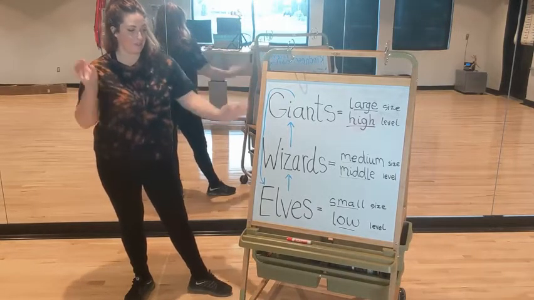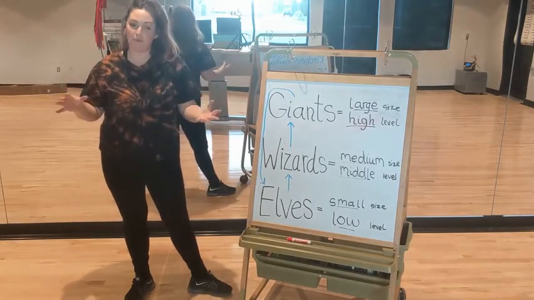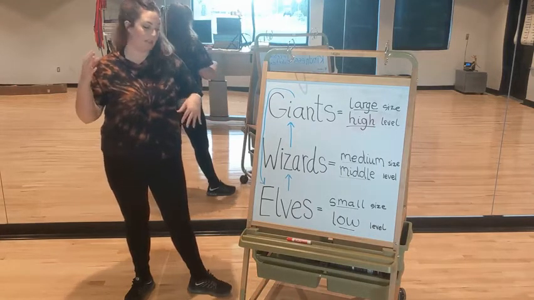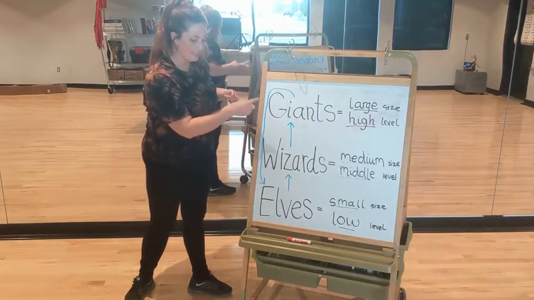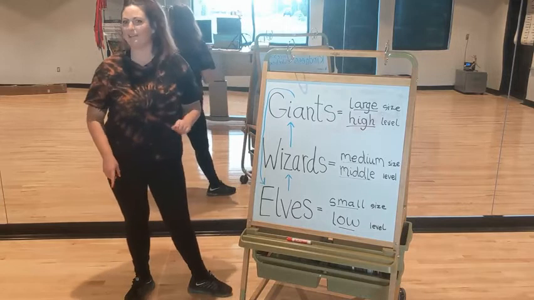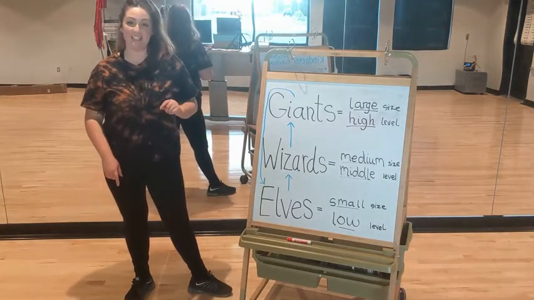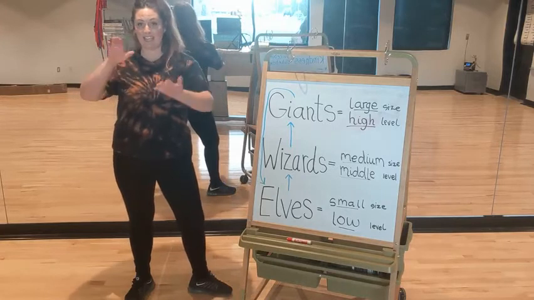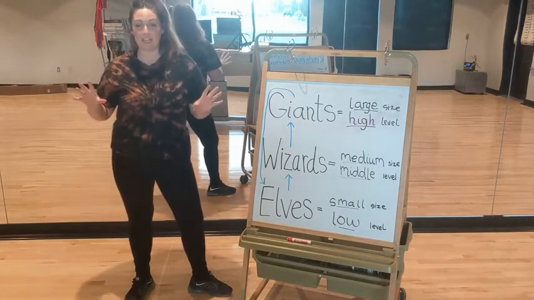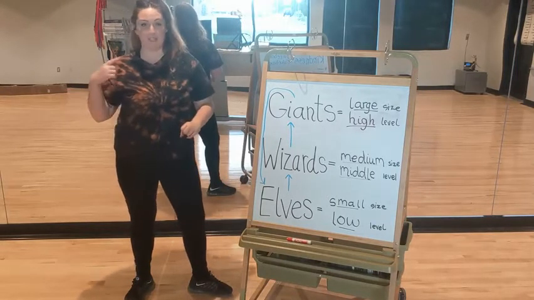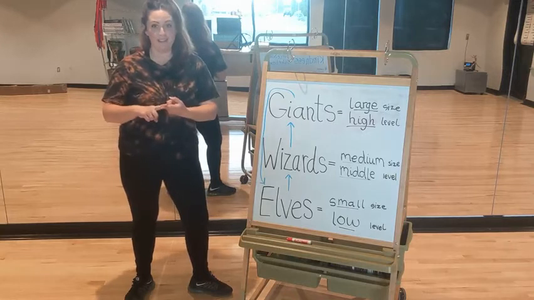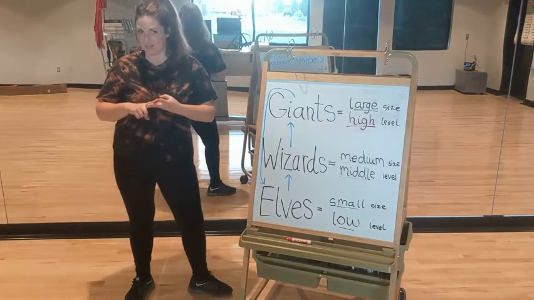And then once we say elves, wizard, giant, and you move to that body shape, if you're an elf, you will beat the wizard, wizards will beat the giants, and giants beat the elves. It might sound a little bit confusing. Let's go ahead and do a couple of rounds where I'm gonna say, Elves, Wizards, Giants, I'm gonna make a shape, and then you make a shape with me, and I'll let you know, depending on what shape you were, whether you won, whether I won, or whether it was a draw. Let's go ahead. Woo! It's game time!